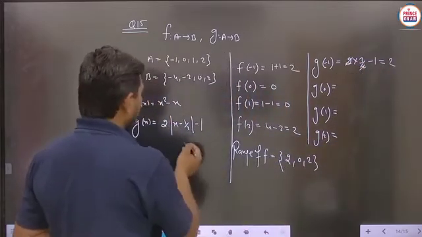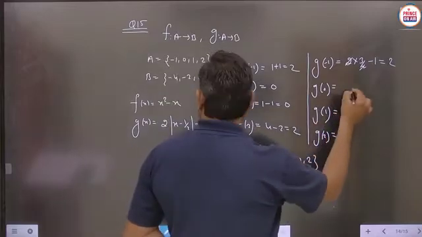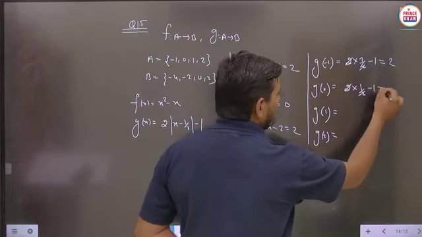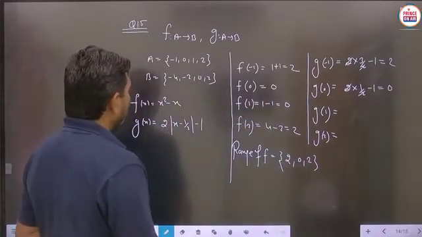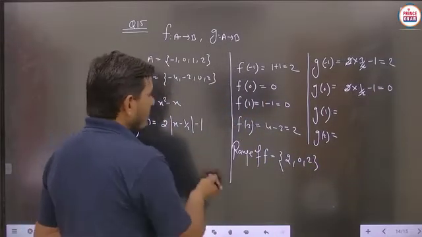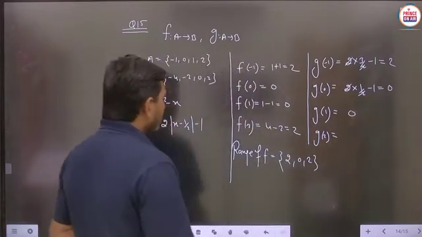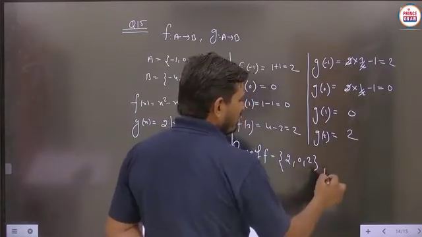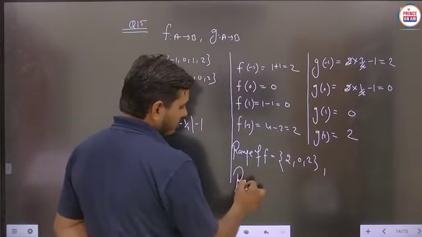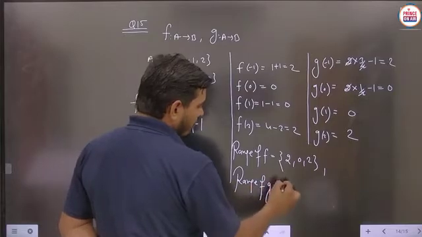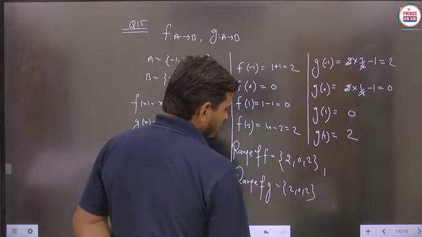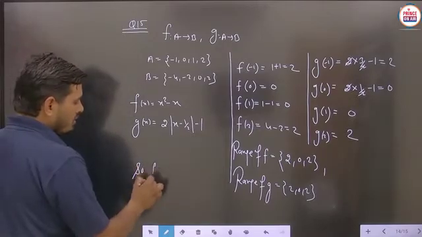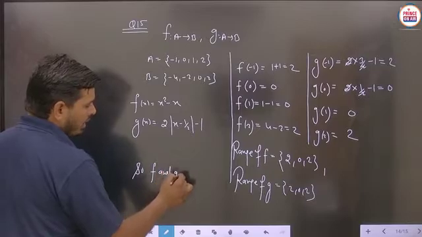Then 0. We use 0, then this is plus half. So 2 into 1 by 2 minus 1, which is 1 minus 1, equal to 0. Then the next element, 1: 1 minus half, again the answer will be 0. 2 will be used, then 2 minus half, again 3 by 2, so again we get the answer 0. So the range of g you will obtain the same as in f. So both the domain and range of the functions are equal. So f and g are equal functions.